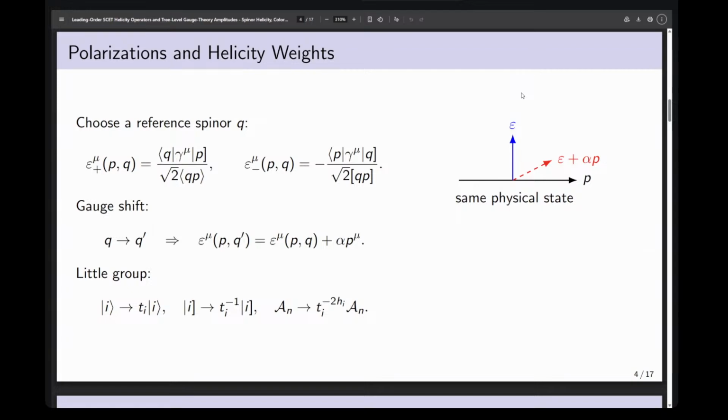Little group scaling here tells us how objects change under rescaling of spinors, with definite helicity. In the diagram, the different arrows are polarizations that differ by a piece along p mu, and they represent the same physical state.